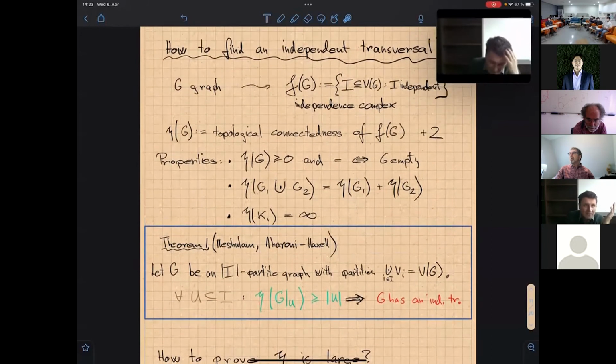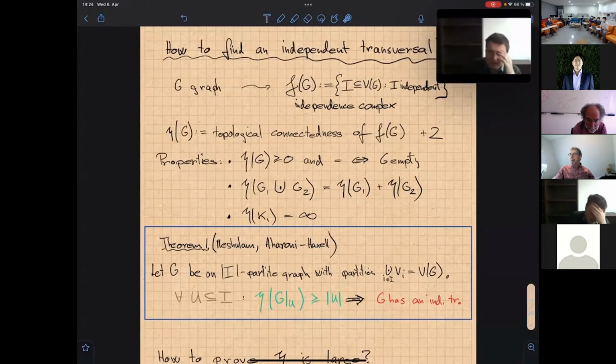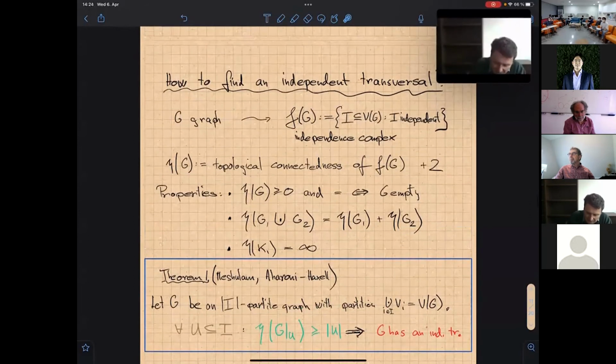So how to find an independent transversal? So I have 2 minutes, I guess. There are 2 theorems which are crucial for us. One is the following. For a graph, we will consider its independence complex. And there is this parameter eta, which is essentially the topological connectedness of this independence complex plus 2. Okay, this plus 2 is just a shift, and it has much nicer properties than the usual connectedness. So you could read the properties here.